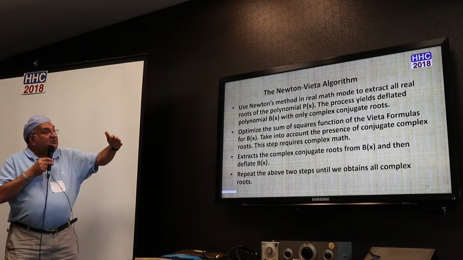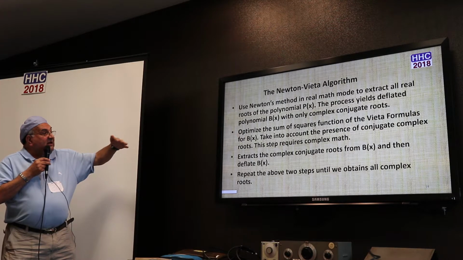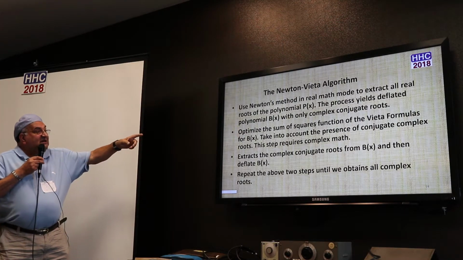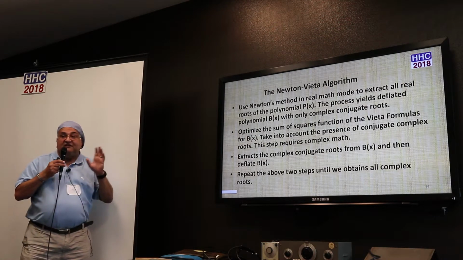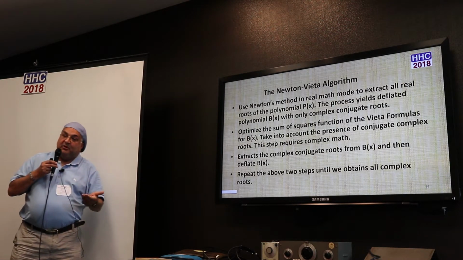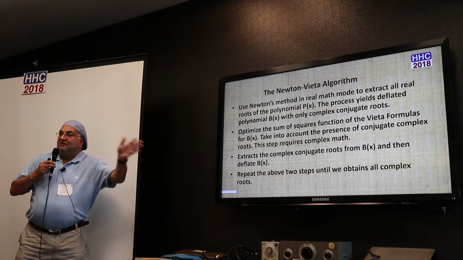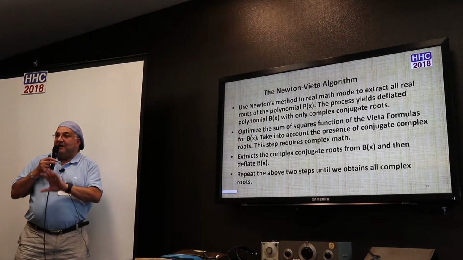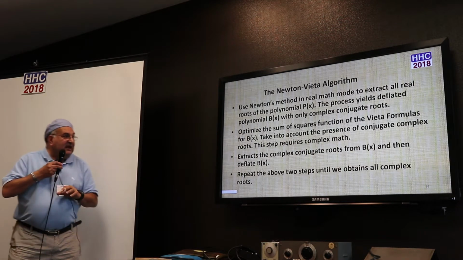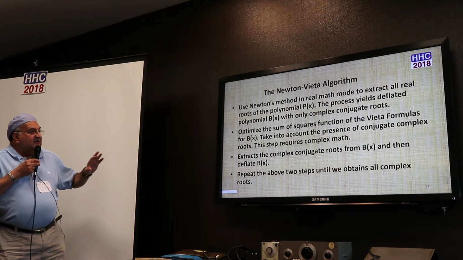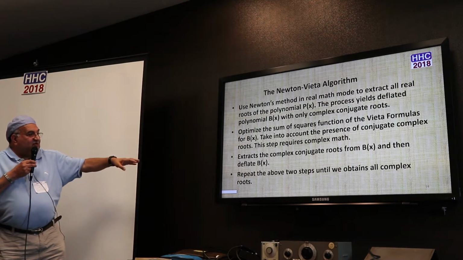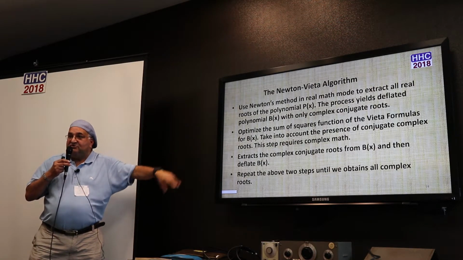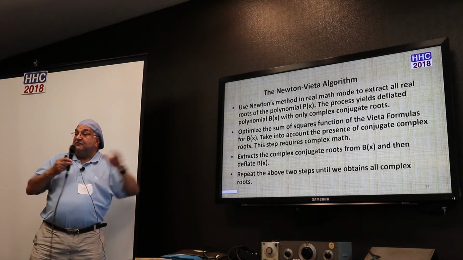So I used Newton to remove all the real roots of p of x, and then I optimized the sum of the squares of the functions in the Vieta formula on the deflated polynomial that has shed all of its real roots, now containing only pairs of complex conjugate roots. That made it easier. And then, of course, every time I extract a pair of complex conjugate roots, I repeat the process until I'm out of roots.